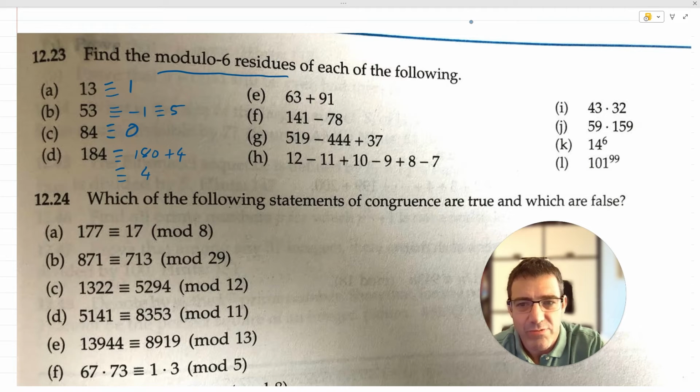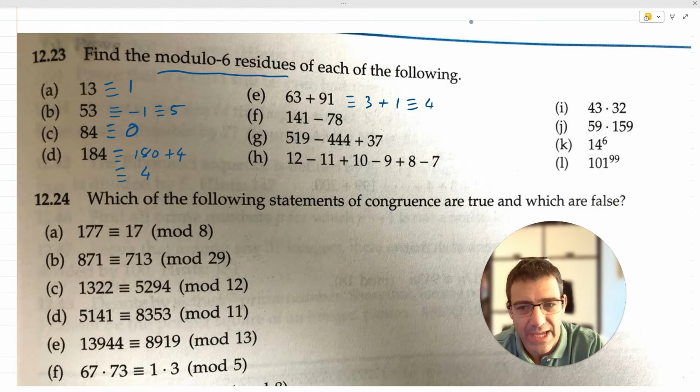63 plus 91. 63 is 3 more than 60, which is 3. So we can say this is congruent to a 3. And then 91. 90 is going to be 6 times 15. So 91 is 1 more than a multiple of 6. So we can say this is 3 plus 1, which is 4.